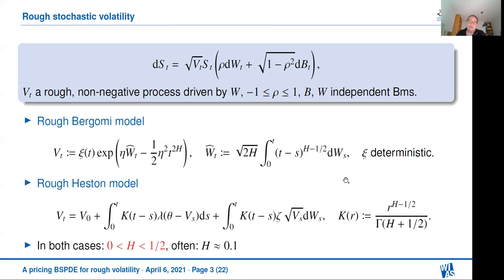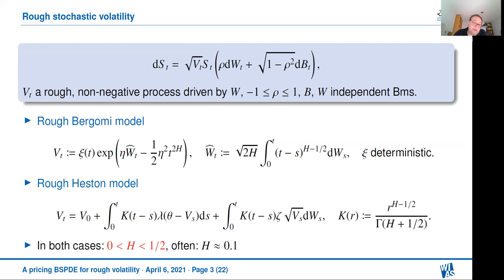And to be more concrete, we have two specific cases in mind. One is the rough Bergomi model, where V is of rather simple exponential type as a function of another process, W hat. And W hat is a Volterra type integral of the Brownian motion. So you should think of it as being some kind of fractional Brownian motion. It's not the classical fractional Brownian motion, which has a similar representation, but this is much more complicated than the classical one, though it has similar properties.